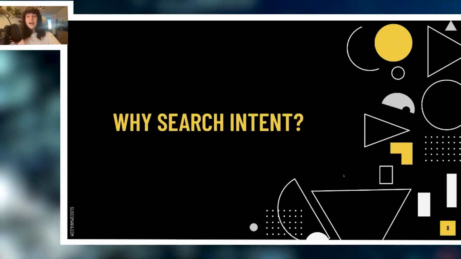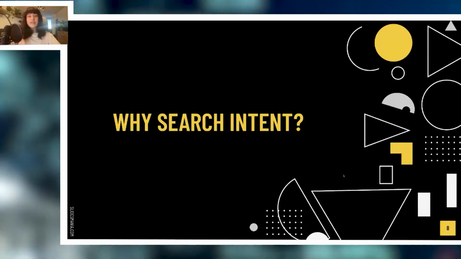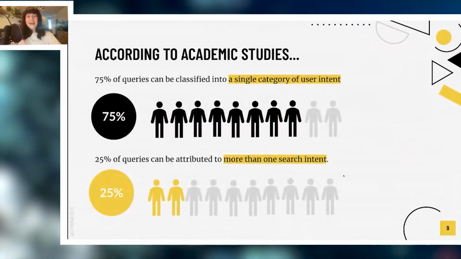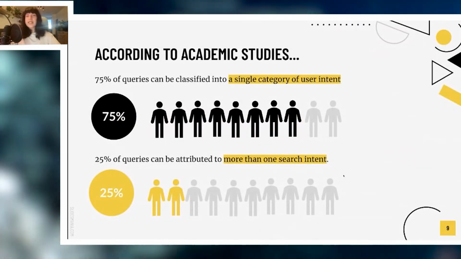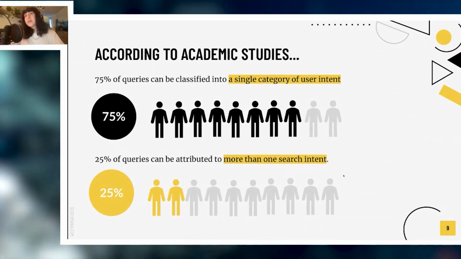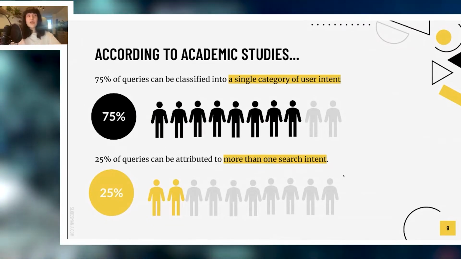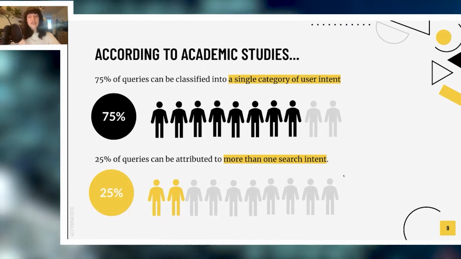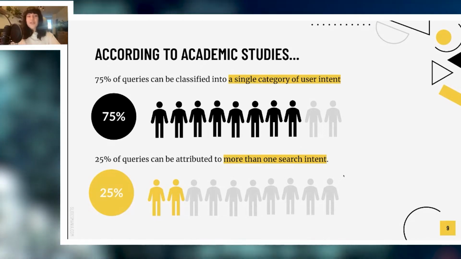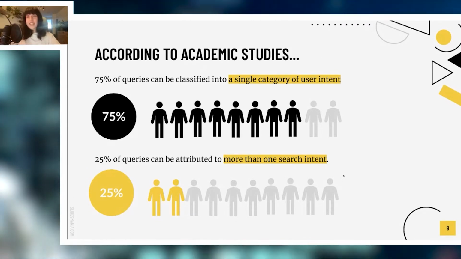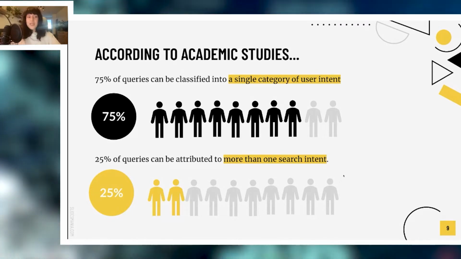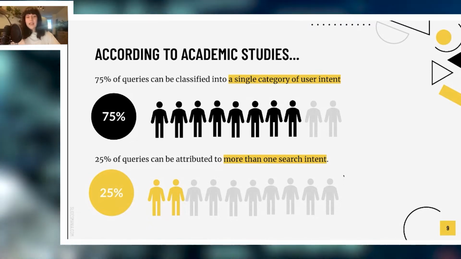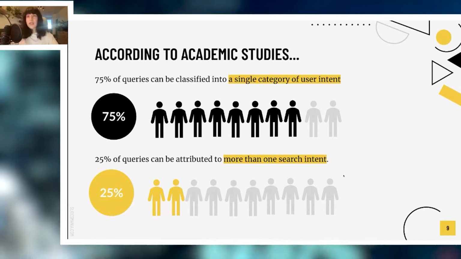So let's start. Before we begin, we have to talk about the fundamentals, which is what is search intent and why are we talking about this today. So essentially, according to academic studies, when people submit queries, it doesn't matter whether the queries are submitted to a search engine or, back in the days, to a library, most of them can be classified into a single category of intent. There are these 25% of queries that are a little bit more complex, and they typically fall into more than one category.